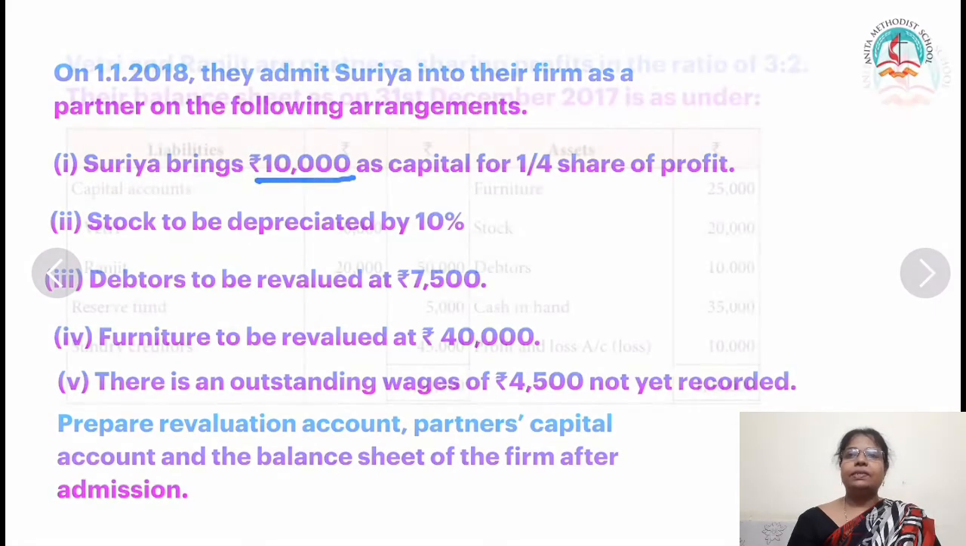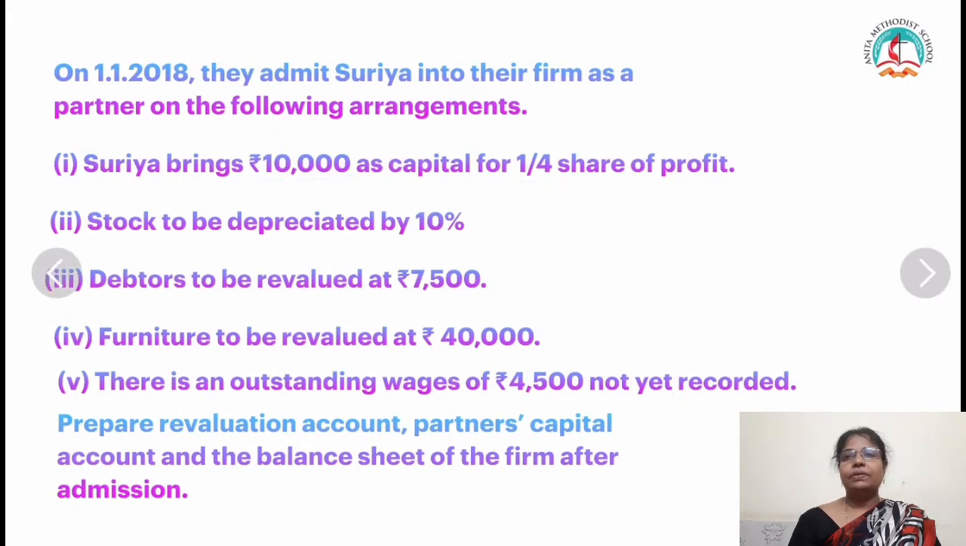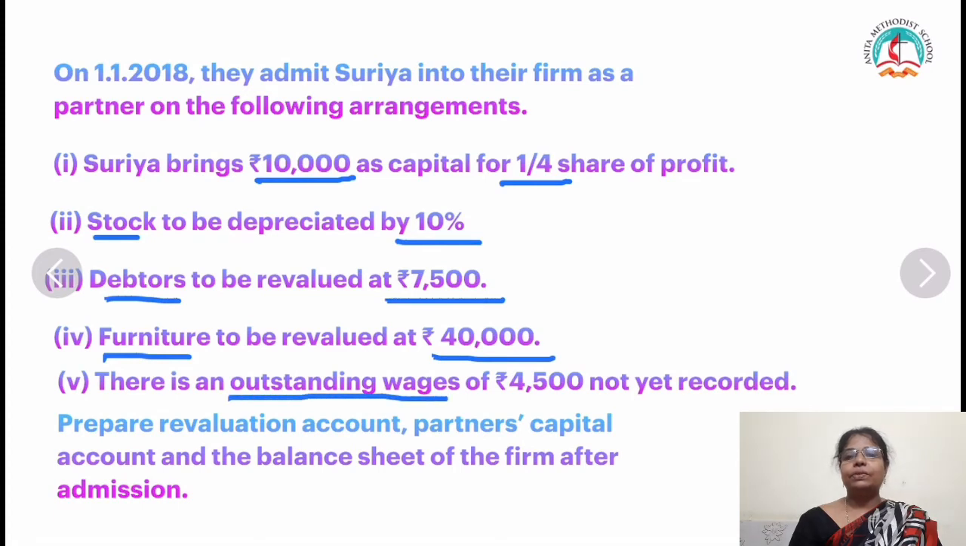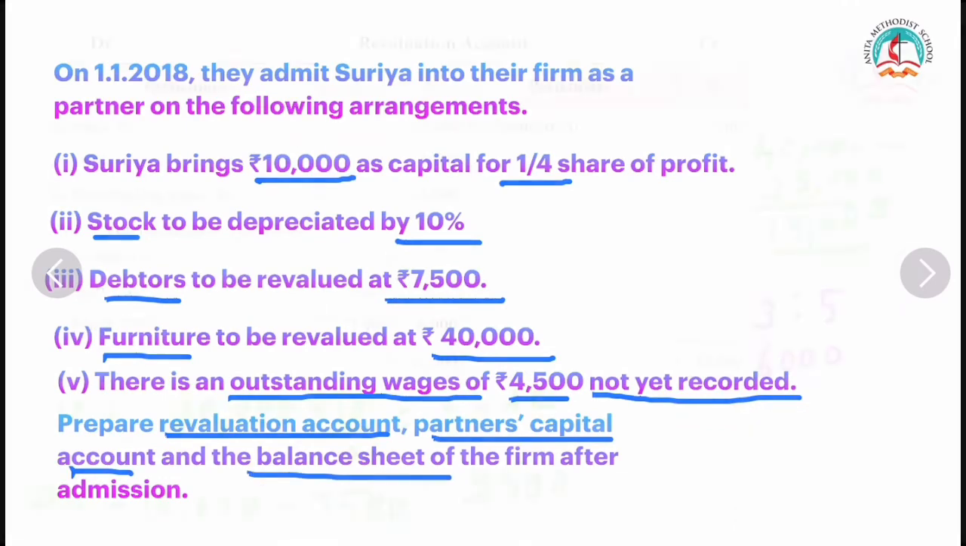On 1/1/2018, they admit Surya into their firm as a partner on the following arrangements. Surya brings 10,000 as capital for 1/4 share of profit. Stock to be depreciated by 10%. Debtors to be revalued at rupees 7,500. Furniture to be revalued at rupees 40,000. There is an outstanding wages of rupees 4,500 not yet recorded. Children, here you have to prepare revaluation account, partner's capital account and balance sheet of the firm.